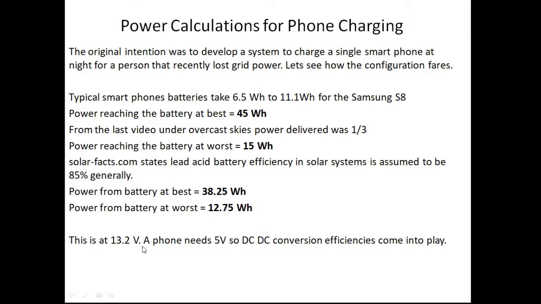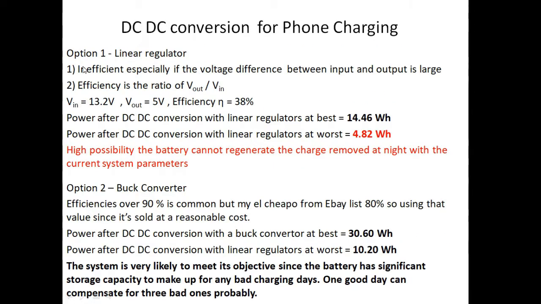And a phone needs 5 volts DC, so we have to get into DC-DC conversion to actually get our 5 volts. So let's jump into that, because that has a different efficiency altogether. Our options in terms of conversion are a linear regulator or a buck converter. A linear regulator is essentially a voltage divider, like a resistor network. Part of the voltage is split over one side and part over the other side, and one of the legs is what you want. So the 5 volts will be on one side, and then it'll be 8.2 volts on the other side to get us to 13.2 volts there.